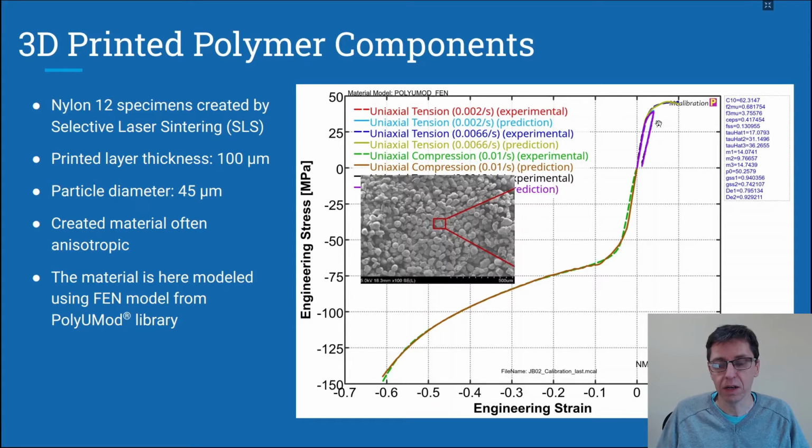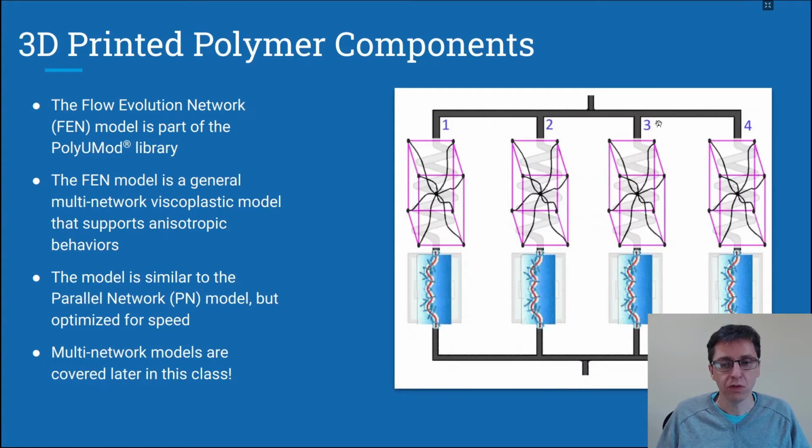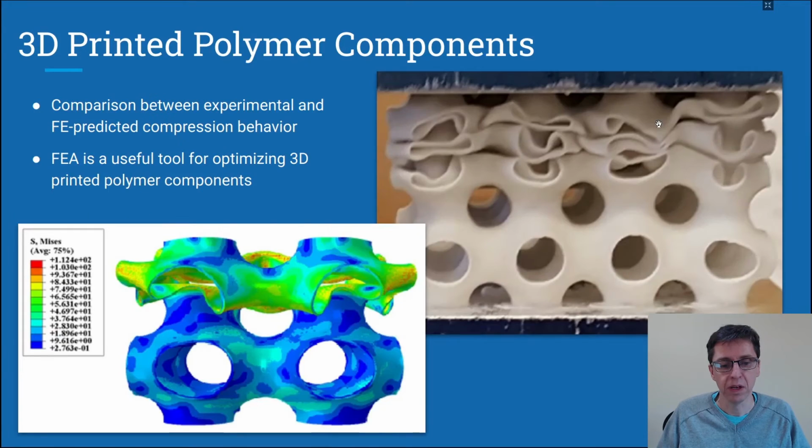How did we do that? Well, we used a sophisticated viscoplastic material model that I call the Flow Evolution Network, FEN model. This is part of the PolyUMod library. And there's really no way you can get that kind of good prediction unless you use a viscoplastic material model. Once you have that, you can then simulate whatever you're interested in.